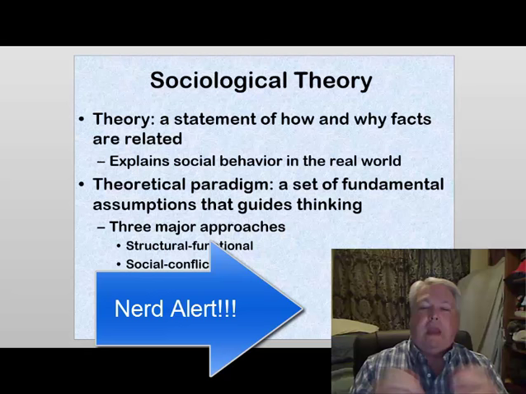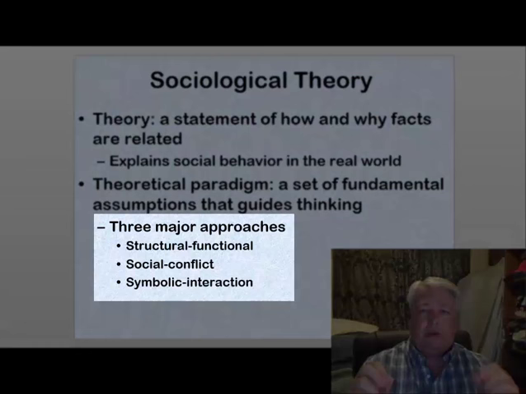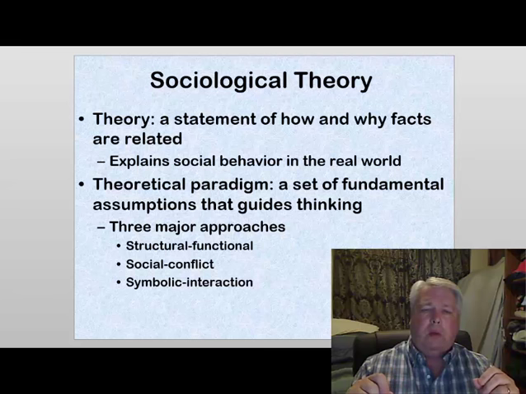Okay. So the three major theoretical approaches that we use are what we call structural functionalism, and we'll talk about each one of these in turn, social conflict theory, and symbolic interaction theory. Now, when we talk about the first two of these theories, structural functionalism and social conflict theory, these are what we call macro theories. Macro meaning they're large. They're looking at society as a whole, studying society like it's a thing, like it's an organism to be studied.